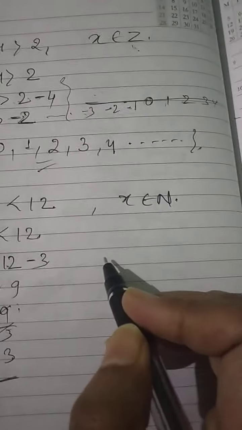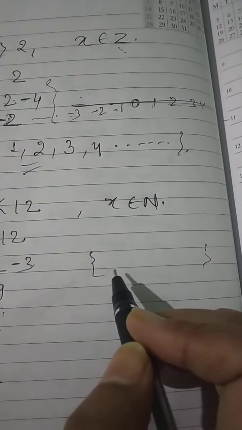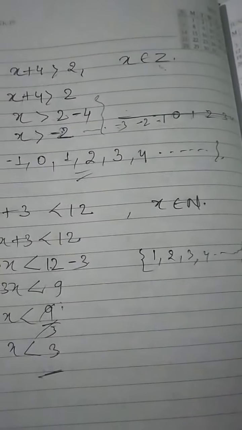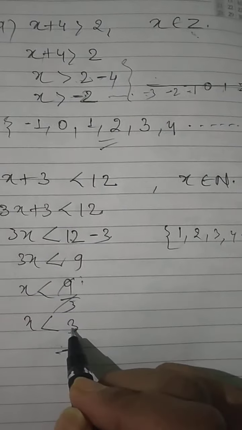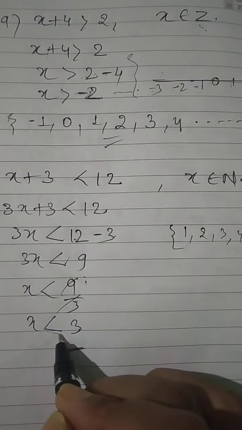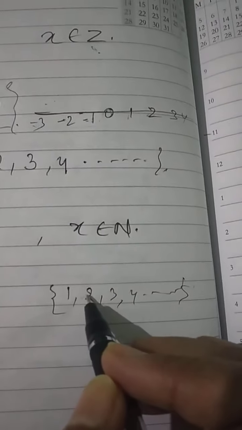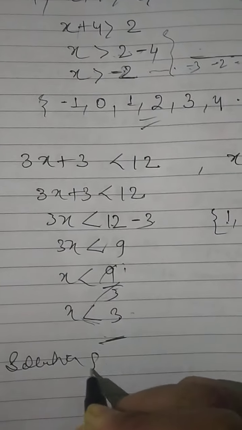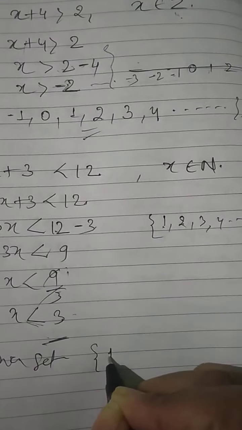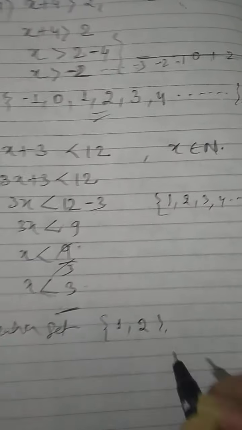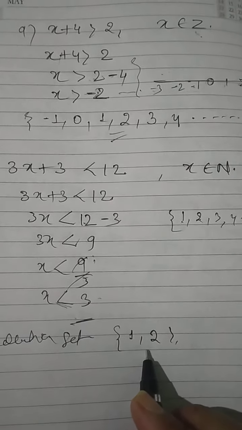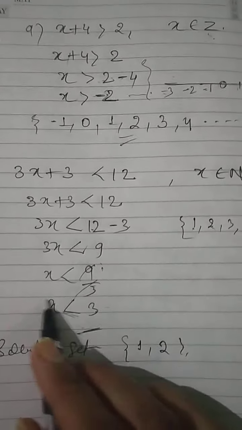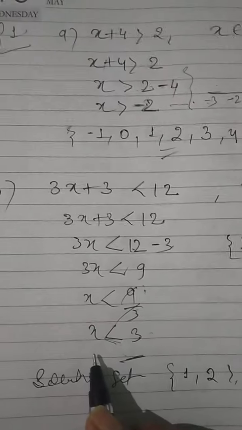And you have to take from the natural numbers only. This time not integers. Natural numbers means 1, 2, 3, 4, and so on up to infinity. You have to take all the values which are less than 3. Less than 3 means 2 and 1 only. So its solution set will be 1 and 2 only. Got it? Because it is less than 3, it is not greater than 3.